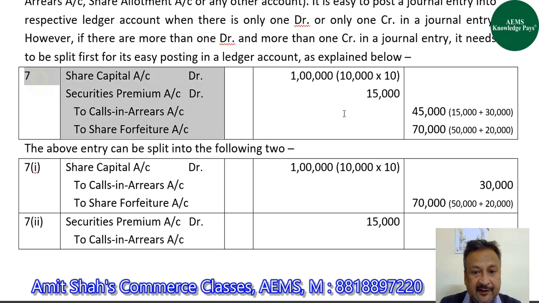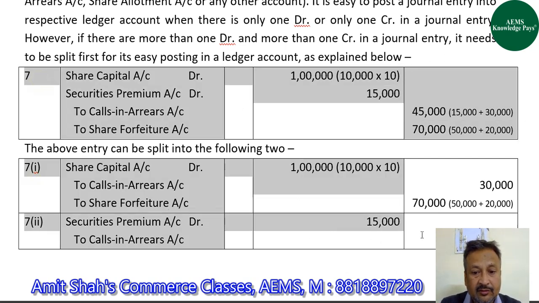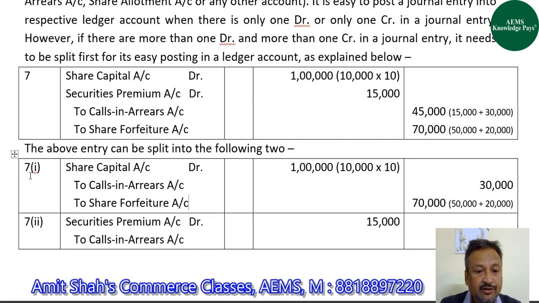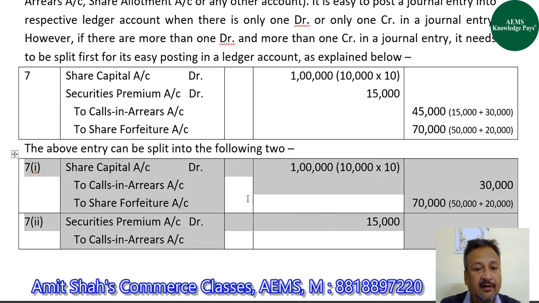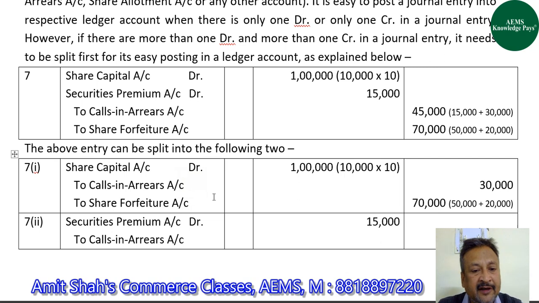So this entry has been split into these two. And now it is easy for us to post these two entries in any of the accounts involved in these two entries. Am I clear, guys, or not? In case we are asked to prepare share capital account, then on the debit side of share capital account, we will write to call scenarios, to share forfeiture account with their respective amounts, 30 and 70, right?